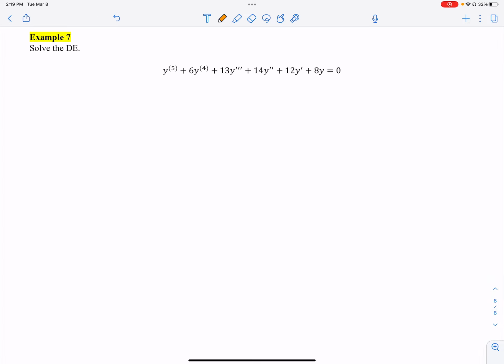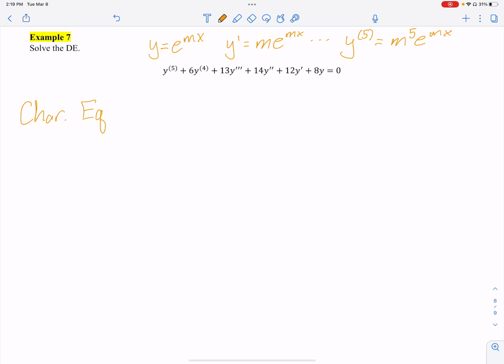I am going to not work through it. Remember, we have that this is probably some solution, which tells me that we get all these derivatives, right? And we're going to work all the way down to y to the fifth derivative is m to the fifth e to the mx. And I can plug all that in, work it out, and end up at the same place that I can just write down the characteristic equation. So this is m to the fifth plus 6m to the fourth plus 13m to the third plus 14m squared plus 12m plus 8 equals 0.